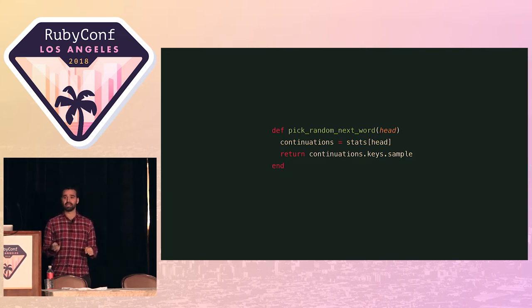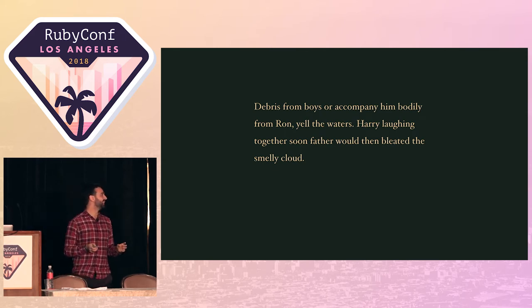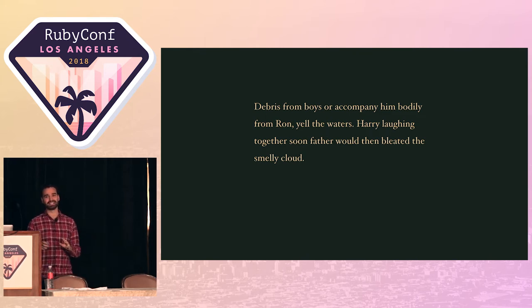Okay, so how does this work in practice? So here's an example. "Debris from boys or accompany him bodily from Ron, yell the waters. Harry laughing together, soon father, would then bleat at the smelly cloud." Okay, so it's probably better than the greedy algorithm, but unless you're really into avant-garde Harry Potter fan fiction, this is probably a little bit weird.